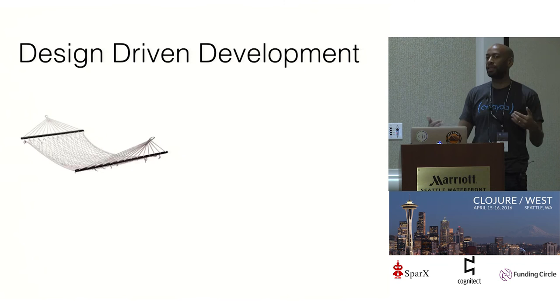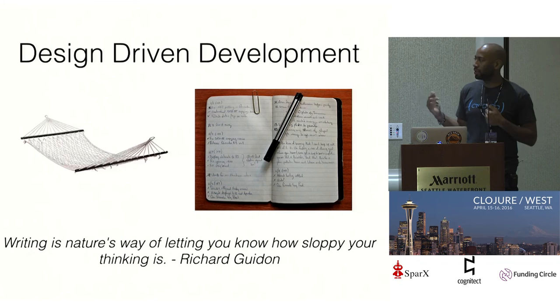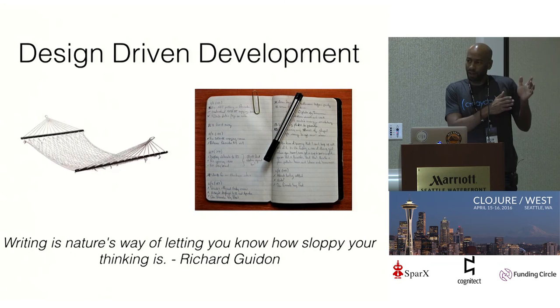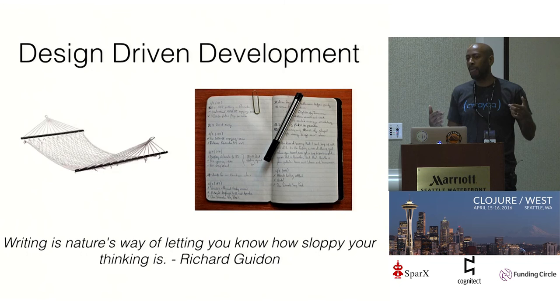Another tool that is perhaps more humble and gets less love is pen and paper. I love this quote: writing is nature's way of letting you know how sloppy your thinking is. I'm lazy, and so I love the hammock. I don't necessarily love the hard part of writing things down and explaining. So we're trying to use writing not simply to document everything so the next person can read it, but even as a further clarification of our thinking and a communication with yourself: have I thought this through? What have I missed? And then as a way to communicate with others as well, right?